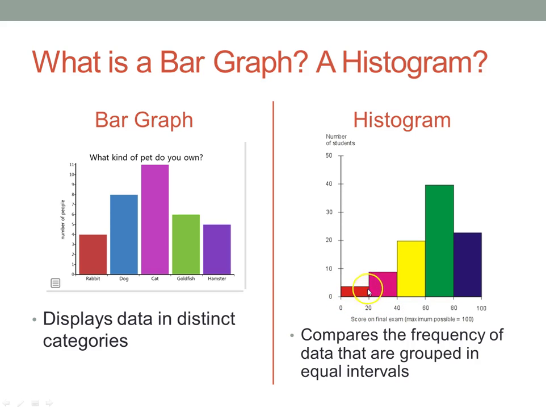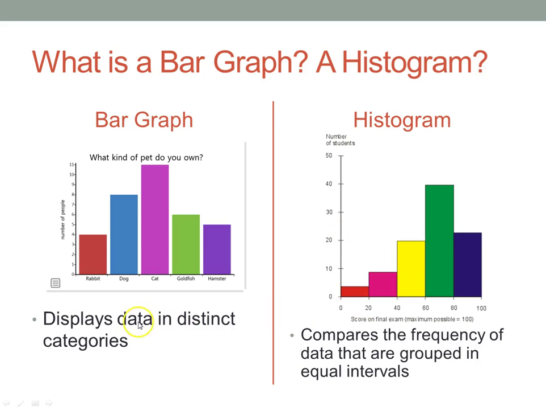So this red bar measures all of the people who scored between a 0 and a 20. So that looks like 3 people. Whereas this blue bar measures everyone who scored between an 80 and a 100. So we'd see the height here, and that looks like 22 to me.